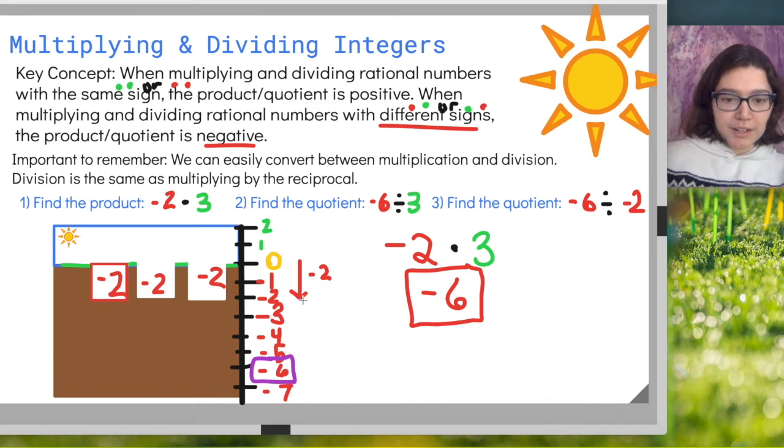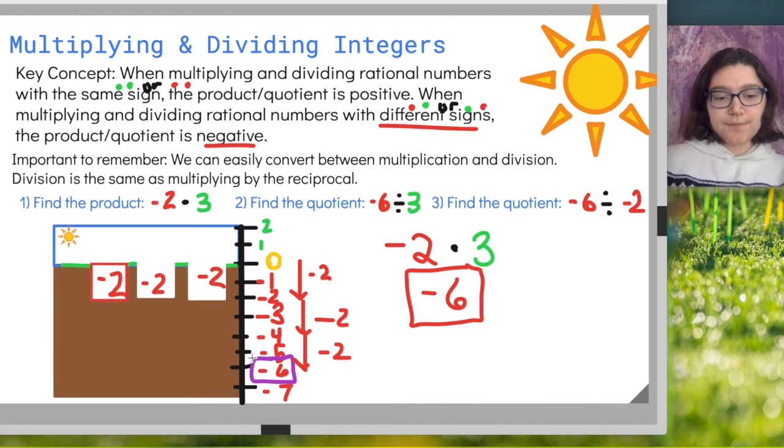So that means I have one arrow that's going down 2, a second arrow that's going down 2, and a third arrow that's going down 2. In that case, we end up at negative 6. All right, great. So that's our first one. We found the product by multiplying negative 2 times 3.